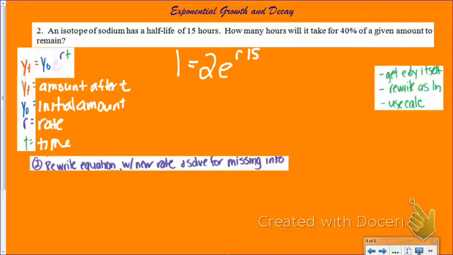The reason I pulled these numbers, again, is it took 15 hours for it to go from 2 to 1. Now I can use this equation to solve for r. And then once I know r, I'll figure out the rest of my information. So I need to solve for r first.